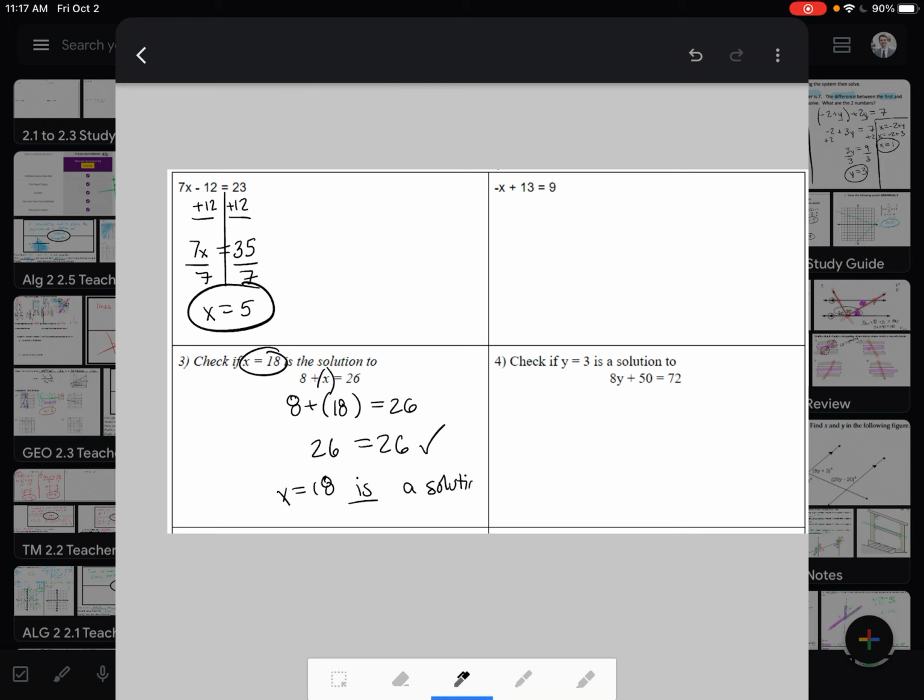It does work. We did it. If it was anything other than 26, though, if it was like 17 equals 26, well, 17 doesn't equal 26, that would not be a solution. That would not maintain balance.